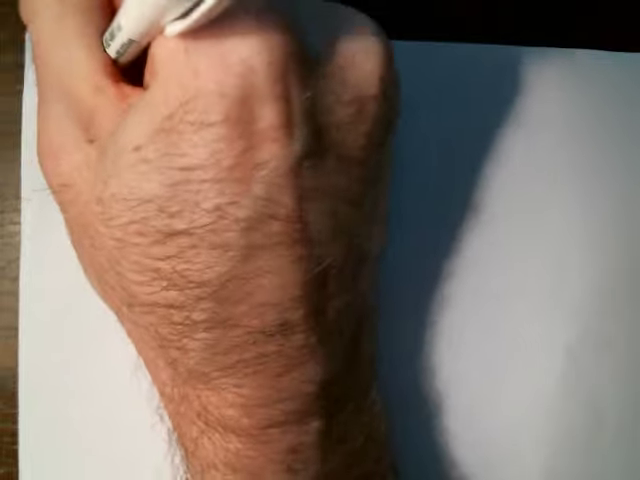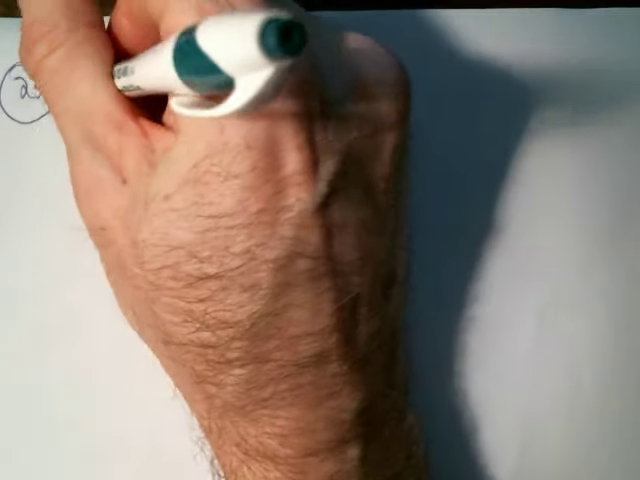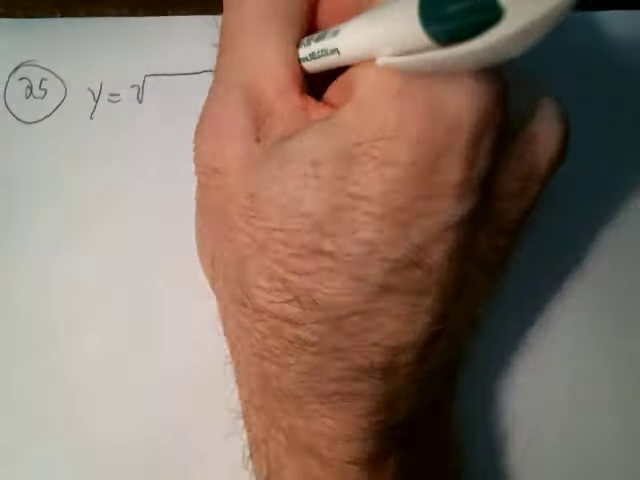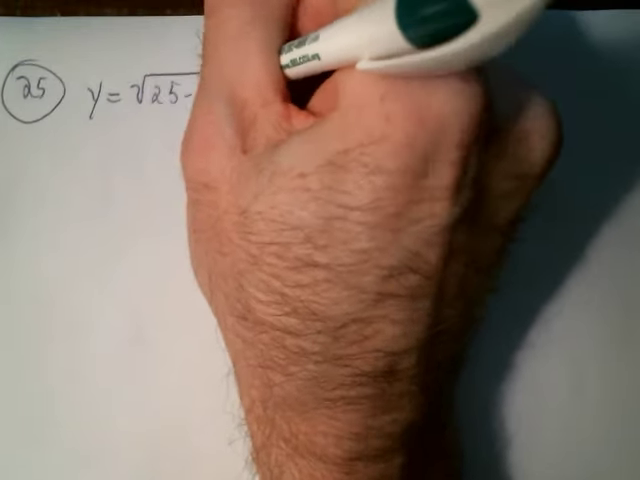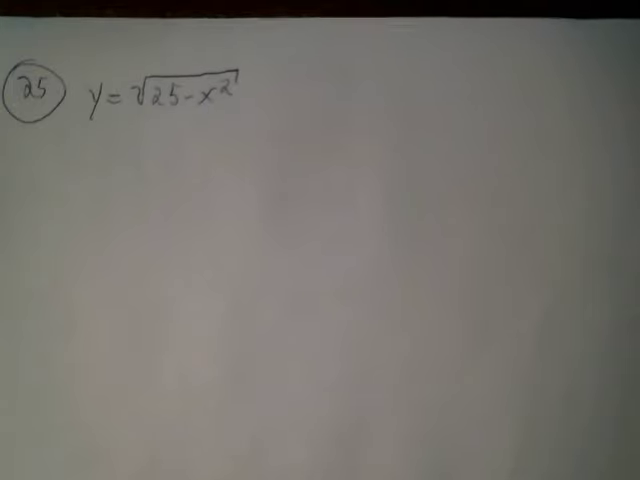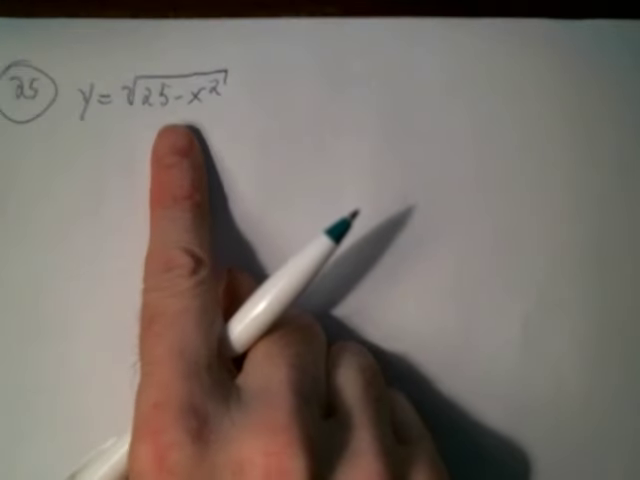Okay, let's look at 25. So in 25, they're giving us a formula as a constraint. They want maximum area. So a rectangle is bounded by the x-axis and the semicircle y equals square root 25 minus x squared. What length and width should the rectangle have such that its area is maximum? Okay, so this becomes, I believe, our constraint formula.